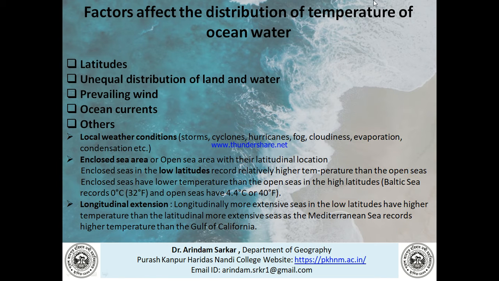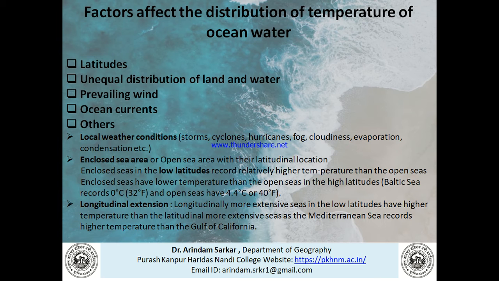Now there are several other factors related to distribution of temperature of ocean water all over the world. That is local weather condition like storms, cyclones, hurricanes, fogs, cloudiness, evaporation, condensation, etc.